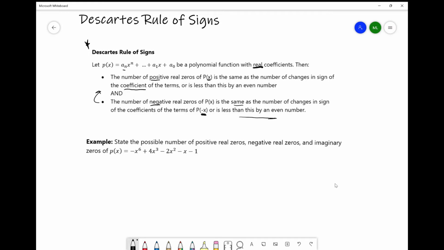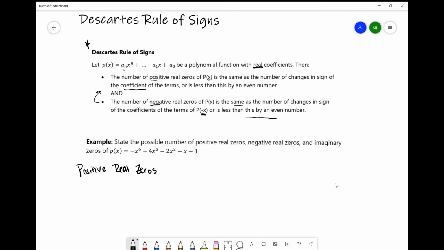First things first, because I'm going to use Descartes' rule of signs, I'll figure out the positive real zeros and then my negative real zeros. Descartes talks about the real zeros, and we use this if we want to figure out what the reals are: the real zeros, the real roots, x-intercepts, whatever you want to call them.